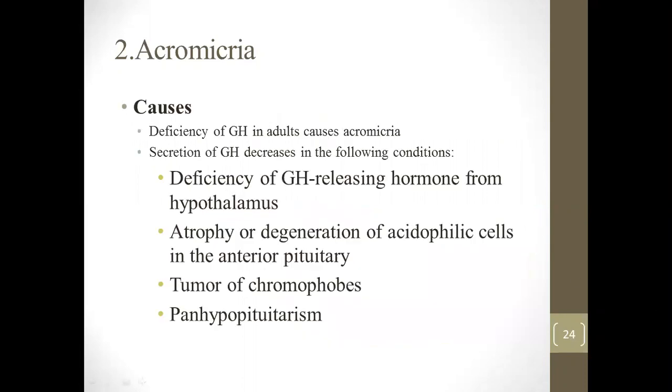What are basically the causes of acromicria? The deficiency of the growth hormone in the adult, and the secretion of the growth hormone decreases in the morning condition. Deficiency of the growth hormone releasing hormone from the hypothalamus, atrophy and degeneration of the acidophilic cells, tumors of the chromophobic cells, and the pan-hypopituitary cells.